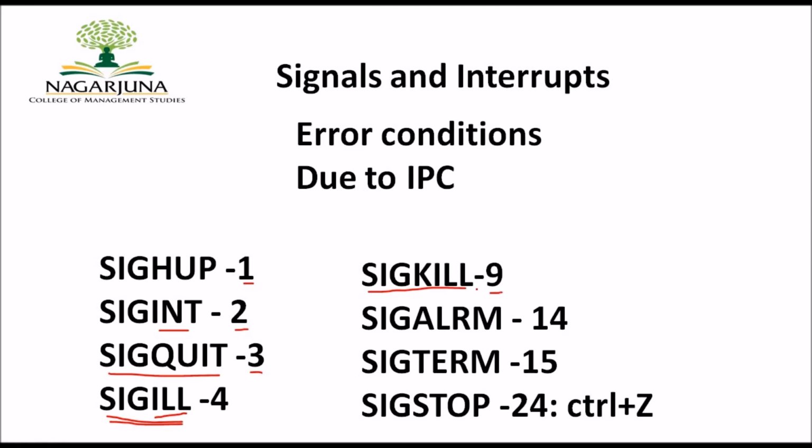Then if I would like to generate an alarm clock, say for example a process is scheduled at a particular duration and I want to initiate an alarm when my process is going to start, then we have a signal to initiate that. The signal is SIGALRM, whose signal number is 14.